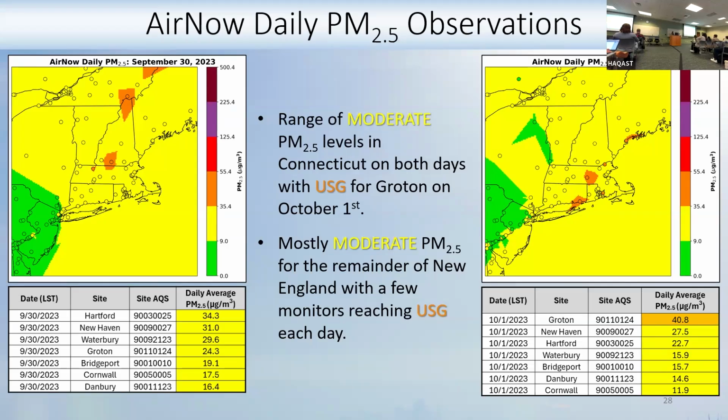I also have the tables showing the monitoring sites in Connecticut with the daily average PM 2.5 values. So basically on September 30th, we saw a range of values from low to high moderate, almost reaching that USG threshold. And then on October 1st, we saw more of the low to mid moderates with the exception of our Groton site, which reached USG.